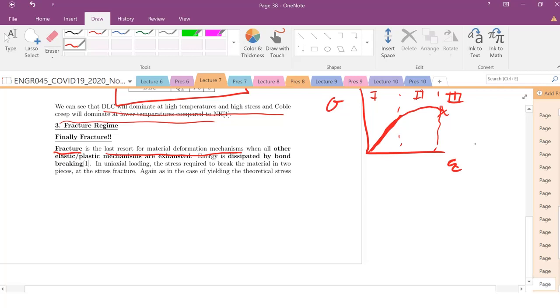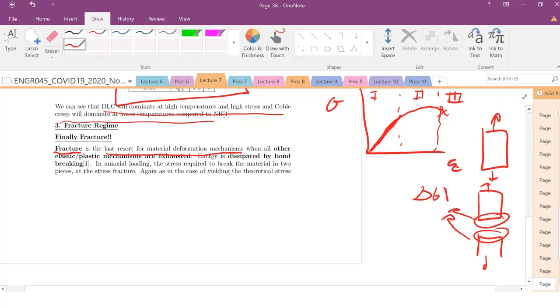So once you break a material, so I'm pulling on my uniaxial tensile specimen, it breaks in half. I'm left with the material with two new surfaces. So why is this a last resort? We know what happens. What happens to our delta G when we create surfaces? It increases. So we do not want to create surfaces, but that is the last resort to accommodate and relieve the stress that's applied to the material. But again, that's when all other elastic and plastic mechanisms are exhausted. That's when fracture occurs. And the energy that's dissipated is bond breaking.